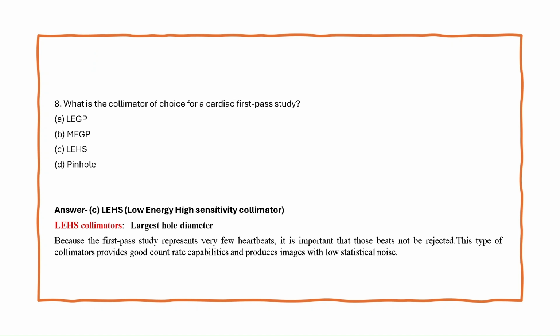So for a cardiac first pass study, the collimator with the largest hole diameter, the one which has the highest sensitivity, will be used, because it is a very short study. You need the highest sensitivity collimator for this. So LEHS, low energy high sensitivity collimator, will be the best in this case.